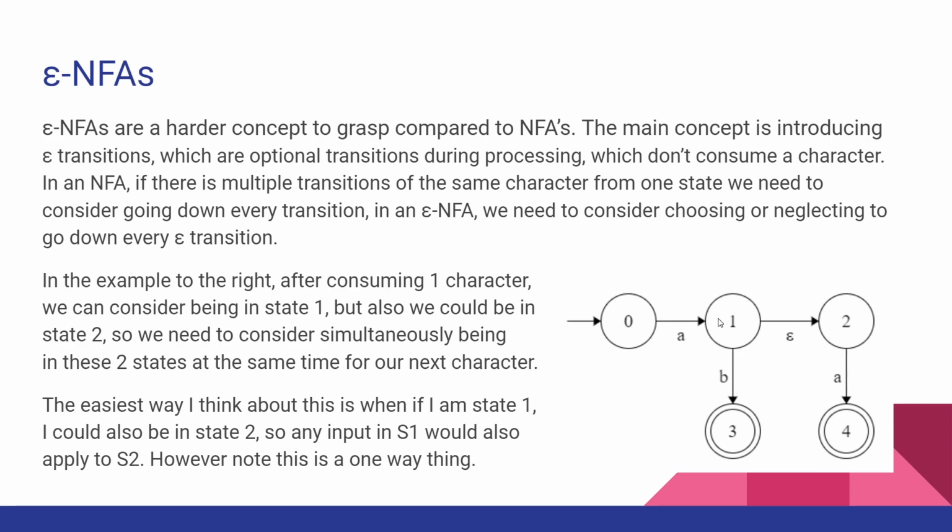So after consuming A, I like to imagine it as we're not at 1, but we're at 1 and 2 simultaneously, because if we were at 1, we could also be at 2. So AA would be accepted as we could go A, epsilon, A. So after consuming just our A, we're at 1 and 2 simultaneously, and then we can consider going down A. And then obviously 1 rejects that because it's B, and 2 accepts it because we go to 4.